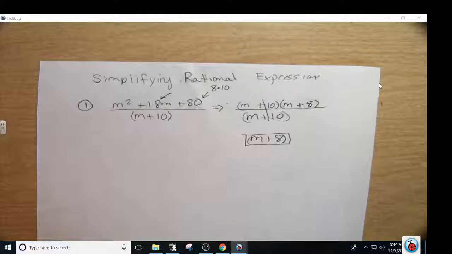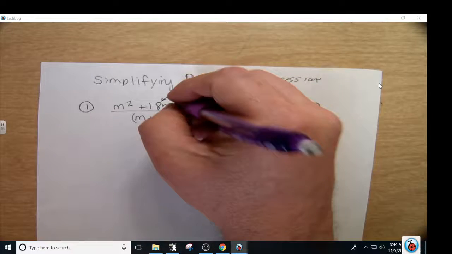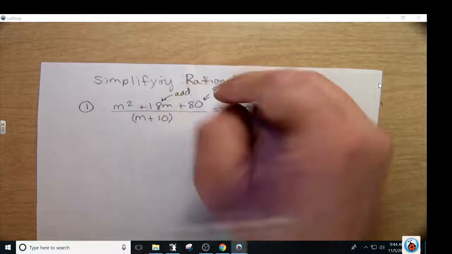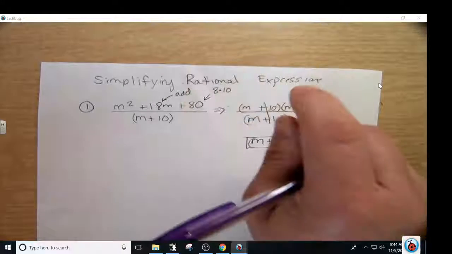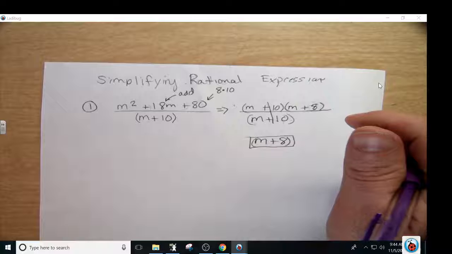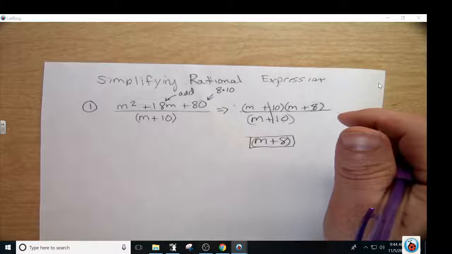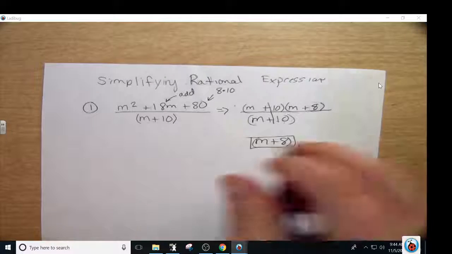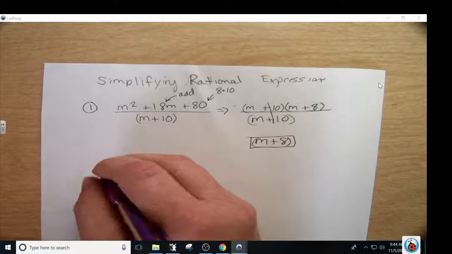Oh, that they have to add to give you that. They got to multiply to give you this, add to give you this, the two factors you use, which is 8 and 10. Yeah. It's got to do both things.